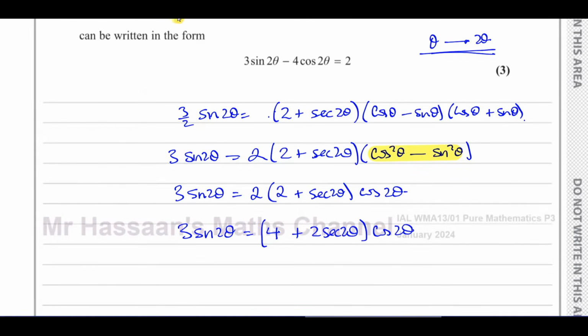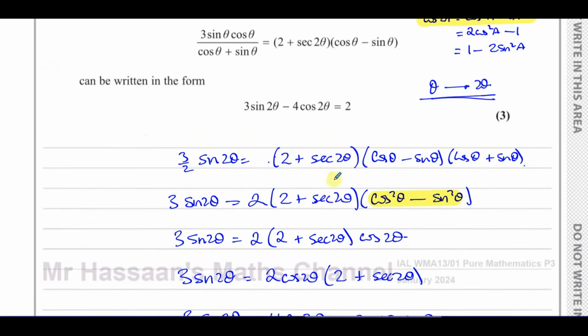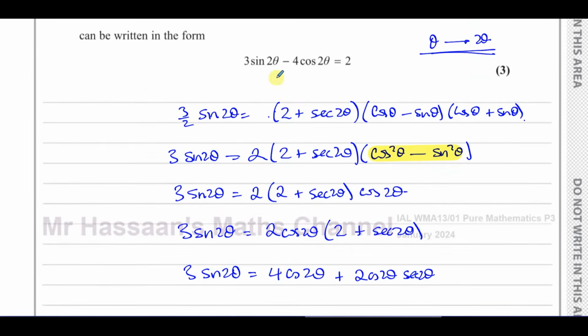Now I can, in fact, just do this in one step. Let me just do it a bit neater. So that 2 times the cosine 2 theta gives me 2 cosine 2 theta. I'll just do it step by step. Okay, so now we have 3 sine of 2 theta equals 4 cosine of 2 theta plus 2 cosine 2 theta secant 2 theta. Now, you can see it's looking promising so far. We have a 3 sine 2 theta, we have a 4 cosine 2 theta.